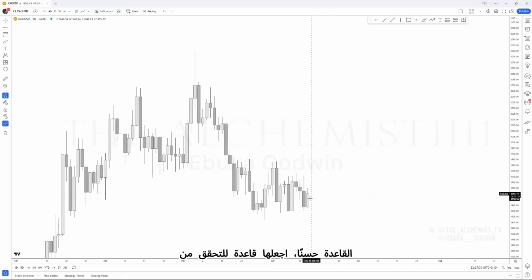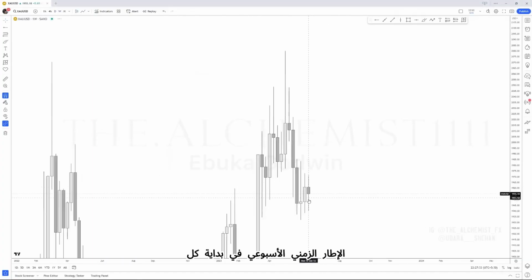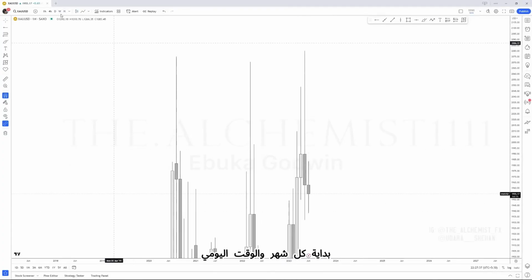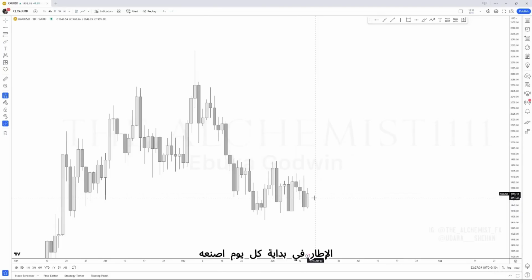Make it a rule to check the weekly time frame at the start of every new week, the monthly time frame at the start of every month, and the daily time frame at the start of every day. Make it a habit so that way you will not get lost.